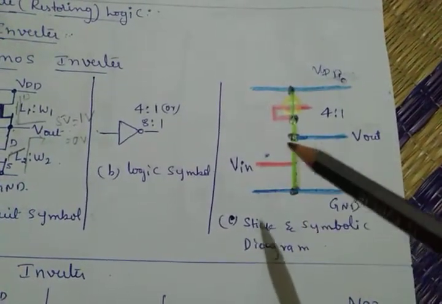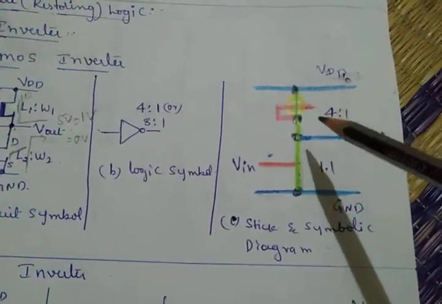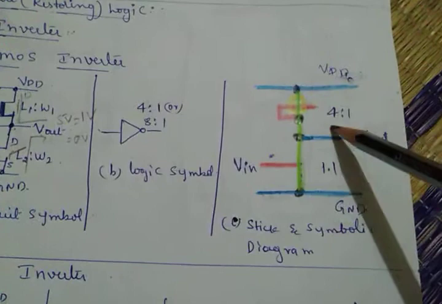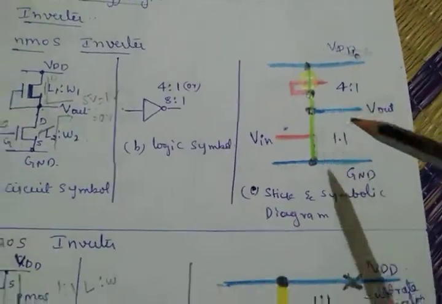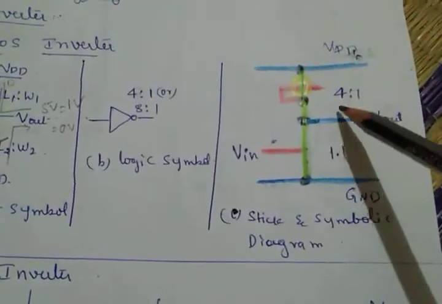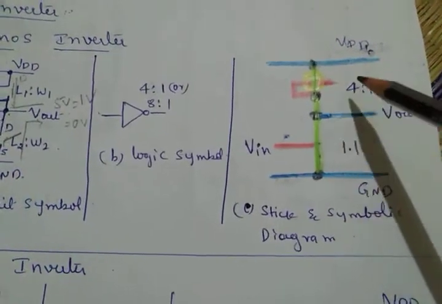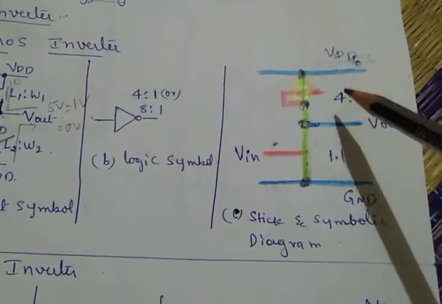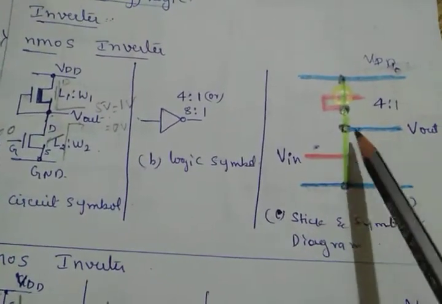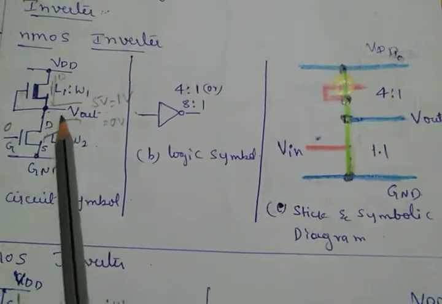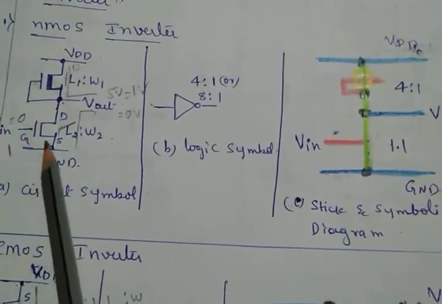Why am I considering 4:1 and not 1:1? Because for a proper output we can consider 4:1, or you can consider 8:1. Next I will explain both 4:1 and 8:1, and what the difference is in length and width. Now I will explain the stick diagram. Here is the output, and again I have to draw one more nMOS transistor here.